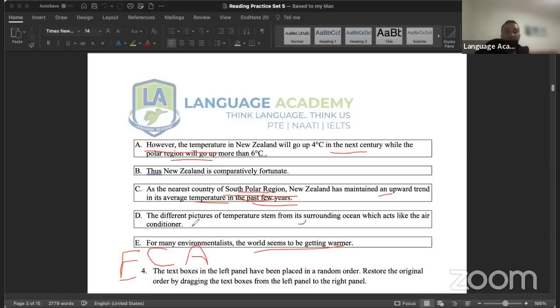Okay. Now you will say different pictures of temperature stems from its surrounding ocean, which acts like the air conditioner, which will be option D. DB is a very easy pair. Okay. And then you will say, thus New Zealand is comparatively fortunate by all that. Okay. Clear? Majority of you got DB, DB correct and EC correct, which is very good thing to see. Okay, so for this one, the right answer will be 𝗍𝗍𝗍. All right, clear? Any questions?